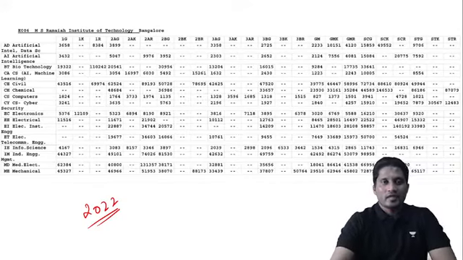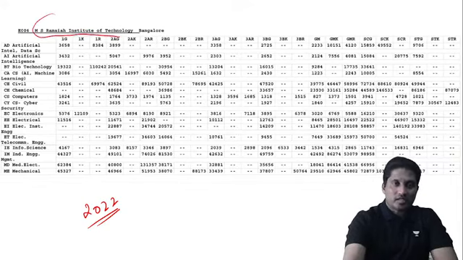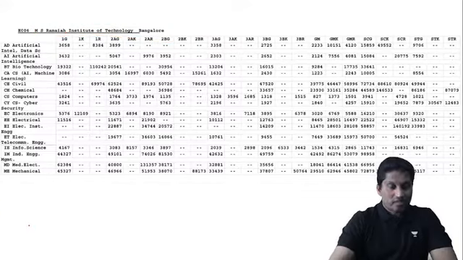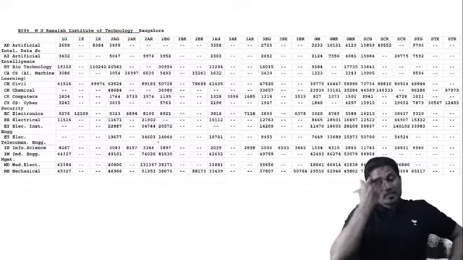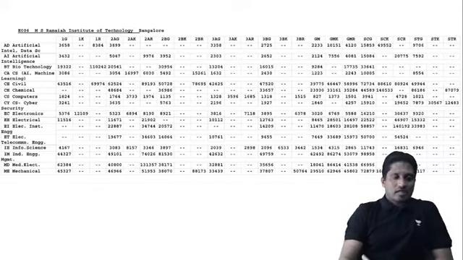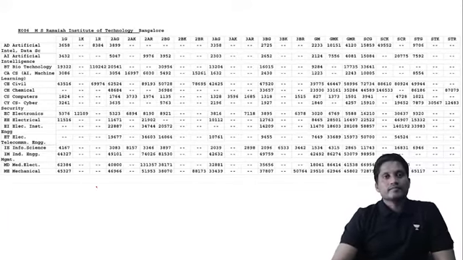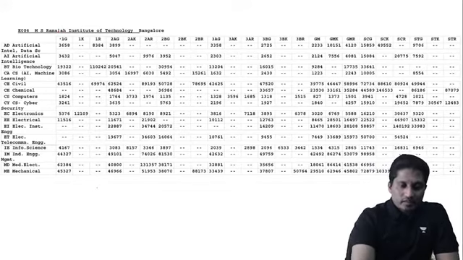It takes a lot of time. This is one of the top colleges, MS Ramaiah Institute of Technology. Now, based on last year's seat matrix, it's not necessary that this year will be the same. I'm just giving you a review. Here come the courses.